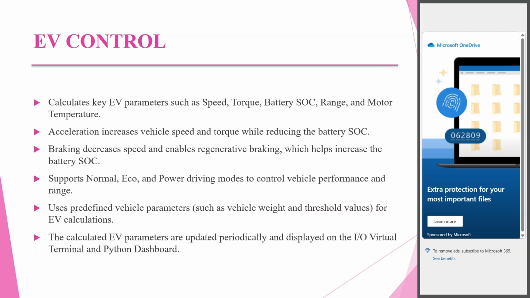Now EV control calculates EV parameters such as speed, torque, battery SOC, range, and motor temperature. Acceleration increases vehicle speed and torque while reducing the battery SOC. Braking decreases speed and enables regenerative braking, which helps increase battery SOC. It supports normal, eco, and power driving modes to control vehicle performance and range. It uses predefined vehicle parameters such as vehicle weight and threshold values for EV calculations. The calculated EV parameters are updated periodically and displayed on the input-output virtual terminal and Python dashboard.